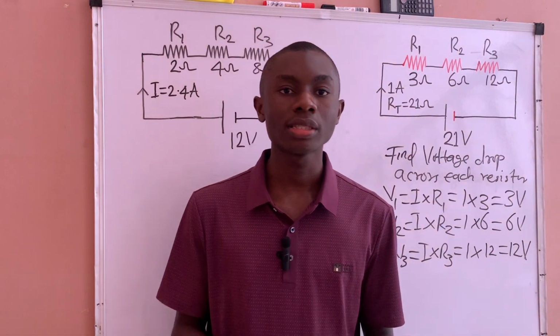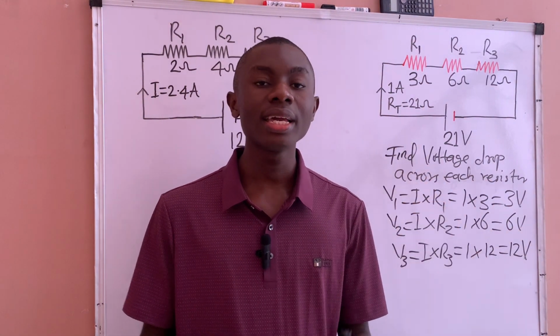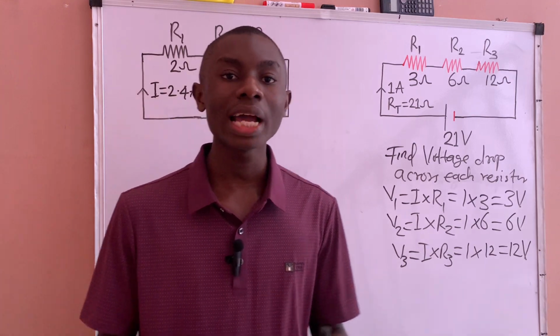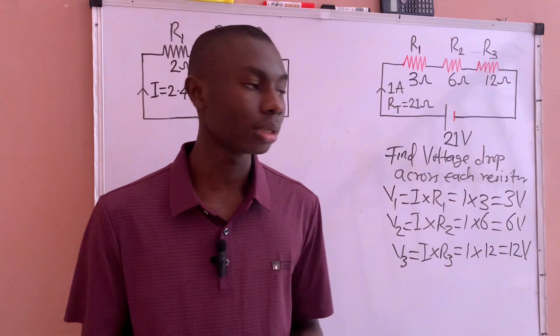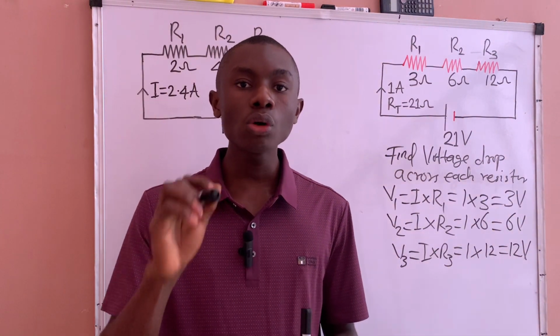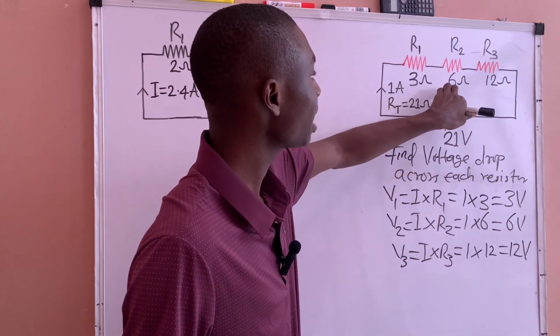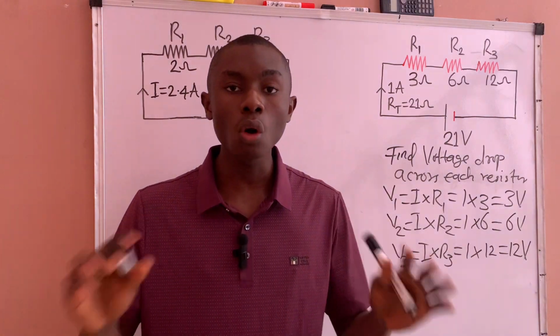What are the common mistakes students make when solving problems like this? They assume that voltage is shared equally. Meanwhile, it is not so. That will only happen, the resistors will share the same amount of voltage, if the values of the resistors are equal.